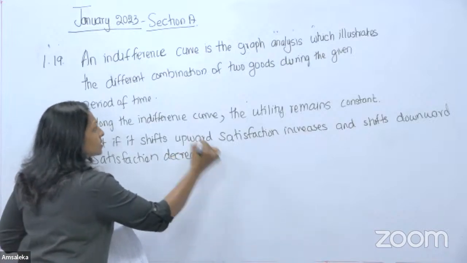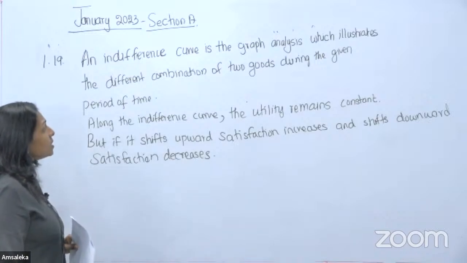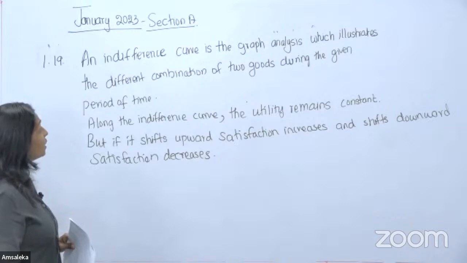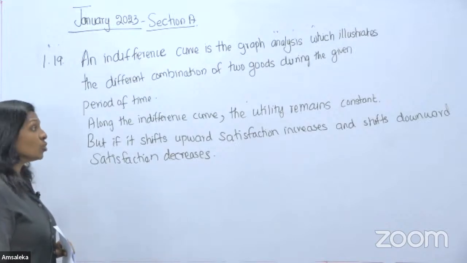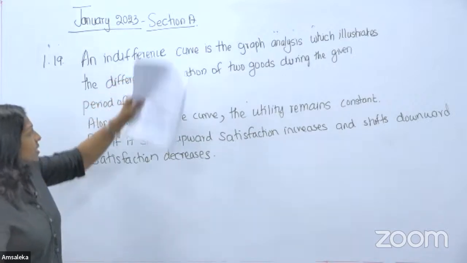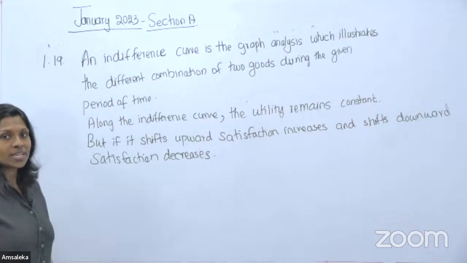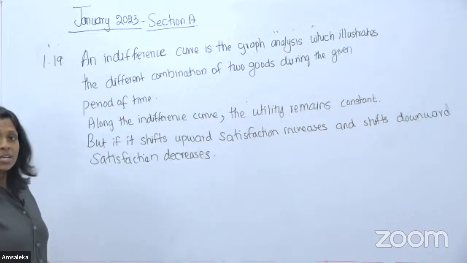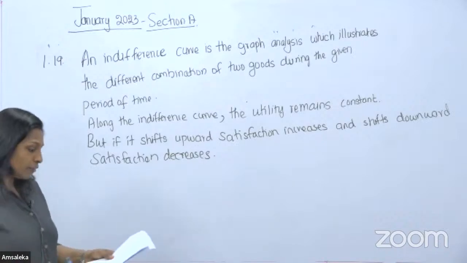So an indifference curve is the graph analysis which illustrates the different combinations of two goods during the given period of time. Along the indifference curve, the utility remains constant, but if it shifts upward, satisfaction increases, and if it shifts downward, satisfaction decreases. That's all, enough for what is an indifference curve.